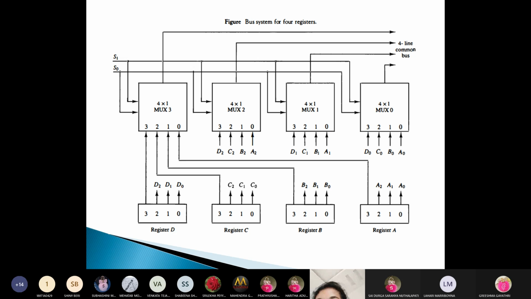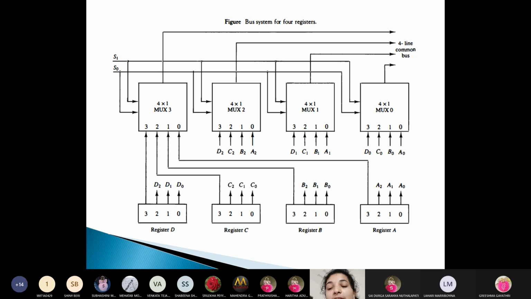Thus multiplexer 0, MUX 0, takes the 0 bits of the registers, and so on. The 2 selection lines S1 and S0 are connected to the selection inputs of the 4 multiplexers. The selection lines choose 4 bits of one register and transfer them into the 4-line common bus.